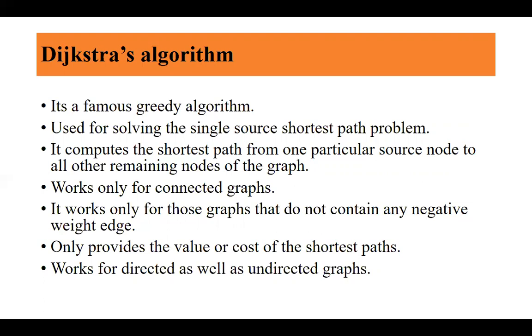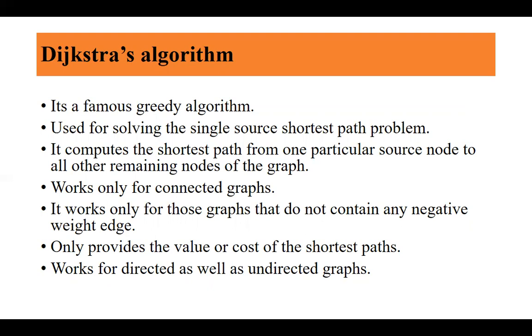It works only for connected graphs. If the graph is disconnected, this algorithm will not work. Another thing is it does not work with negative weight edges. If the weights on the edges are negative, this algorithm will not work. It provides the value or cost of the shortest path. It just gives you the value or the cost. It does not give the shortest path itself. It works for directed as well as undirected graphs, for both types.